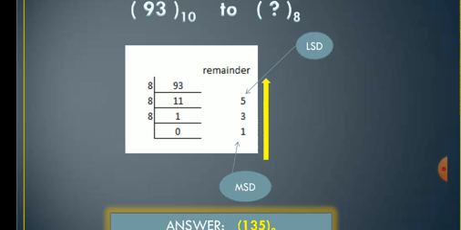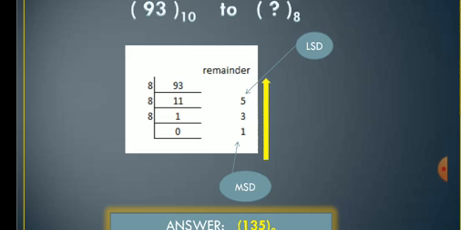Again, I am repeating this. If you have doubt, you just clarify it now. Once more: 93 is the decimal value. How to convert this 93 into its octal value? By using the successive division method, for whichever number system you want to convert to.